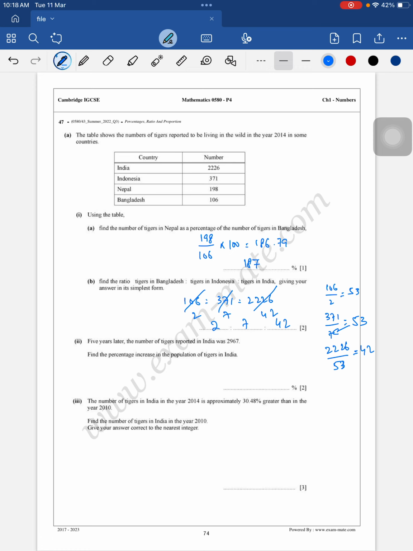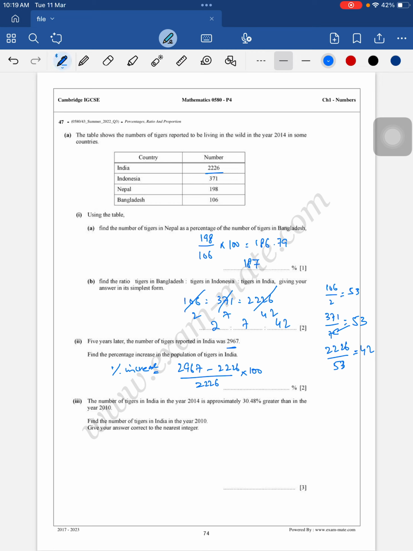5 years later, the number of tigers reported in India was 2967. Find the percentage increase in the population of tigers in India. So percentage increase is the number of tigers reported in India was 2967. In India, the previous was 2226. So 2967, the new value, minus 2226 upon the old one, 2226 multiplied by 100, right? So 2967 minus 2226 divided by 2226 multiplied by 100 is 33.28%.